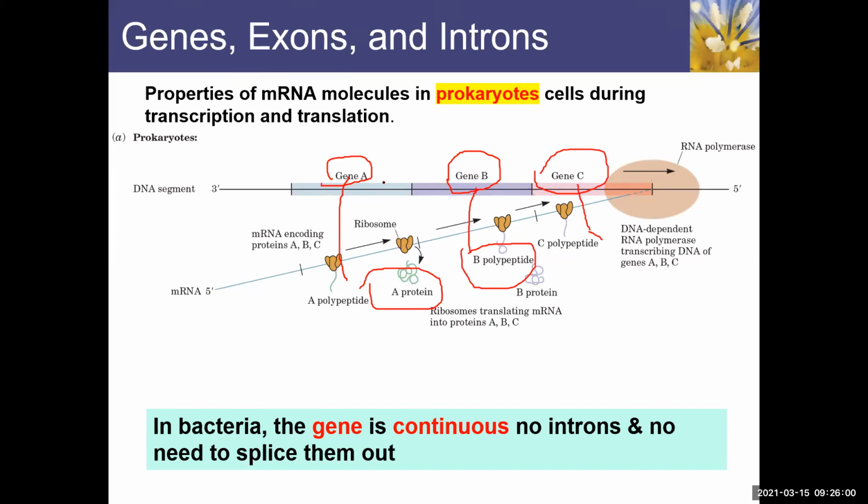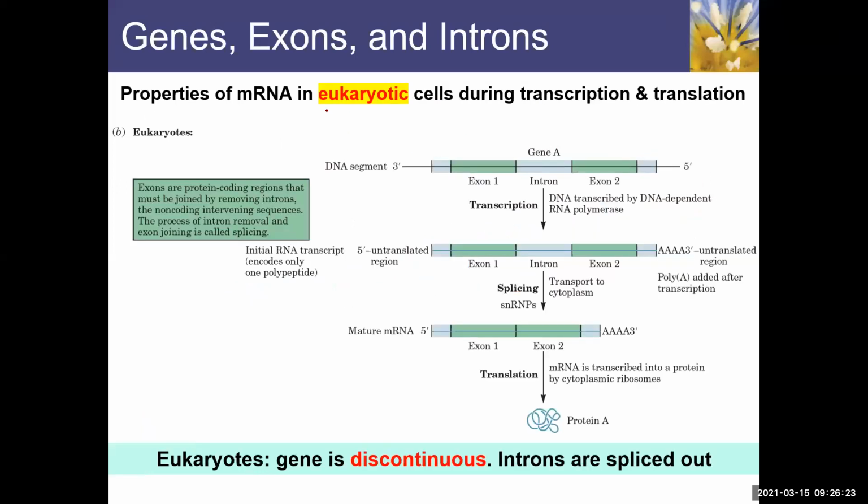But do you find any introns here? Did you find any intervening sequences here? Of course not. So in short, you have to remember prokaryotic genes do not have introns. They do not have non-functional regions. And if you compare it with the eukaryotic cells, look at this.